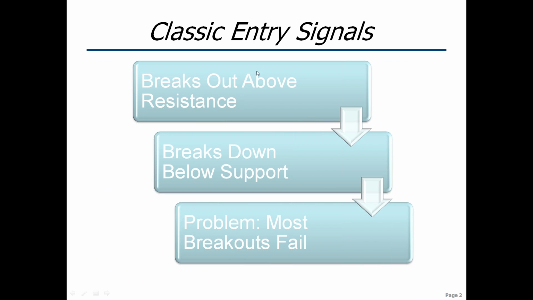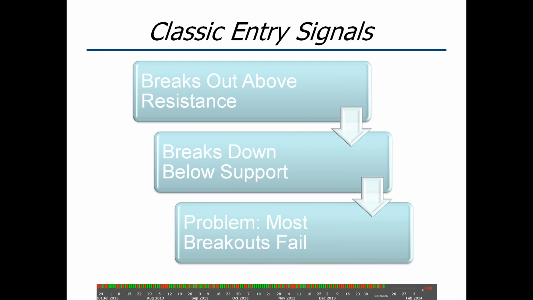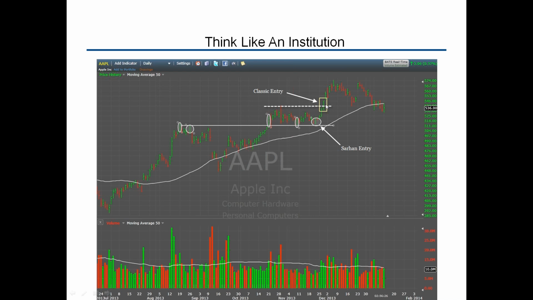So classic entry signals. We saw that breaks out above resistance, breaks down below support if you're going to short in a stage 4. The problem is that most breakouts fail. I can't tell you how many people come to me and say, hey, Adam, I bought this breakout. It failed. Frustrated because they bought it up here and then the breakout failed. I mean, they didn't make any money. The stock was profitable a little bit or it just failed right away. Either case, they didn't make any money and they actually lost money, and then it happens again and again and again.